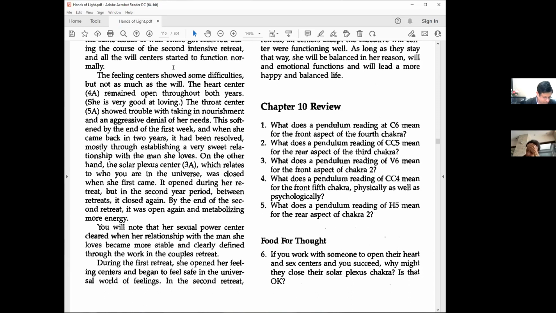On the other hand, the solar plexus center 3A, which relates to who you are in the universe, was closed when she first came. It opened during her retreat, but in the second year period between retreats, it closed again. By the end of the second retreat, it was open again and metabolizing more energy. Okay, so naturally over here, you go back to the chart.